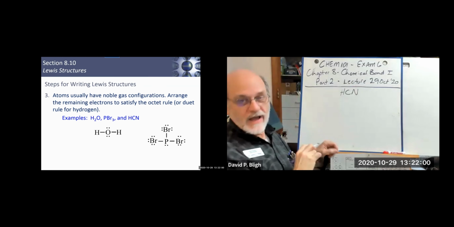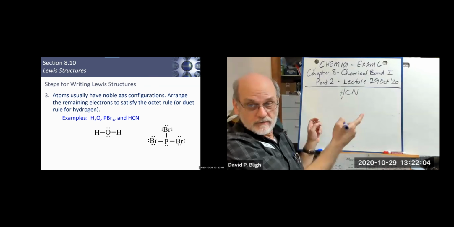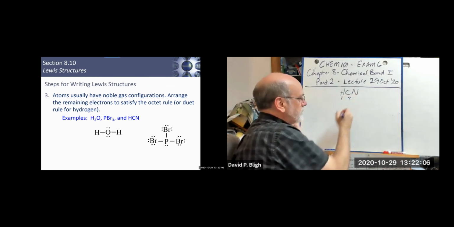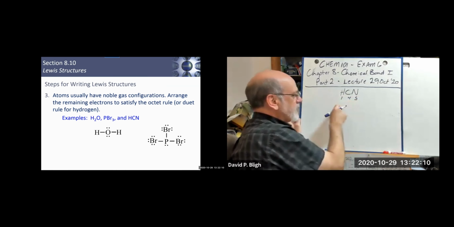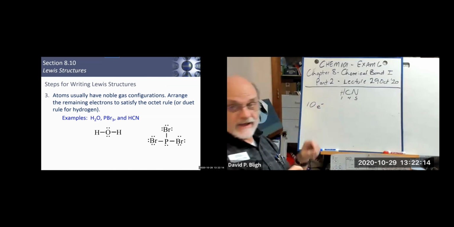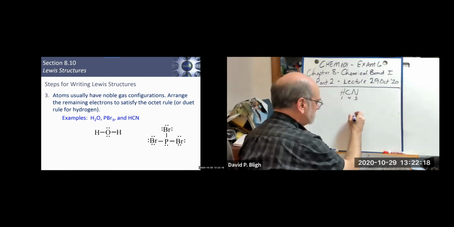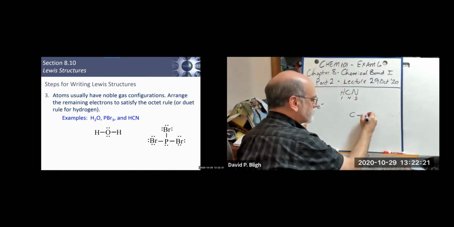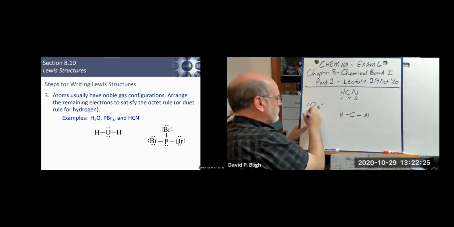Okay, so how many electrons? 1 here. Carbon's 4 from the left, so it has 4. Nitrogen is 5 from the left, it has 5. So that means we have 10 electrons. Okay, carbon's in the center, nitrogen, hydrogen. So 2, 4 gives us 6 electrons.